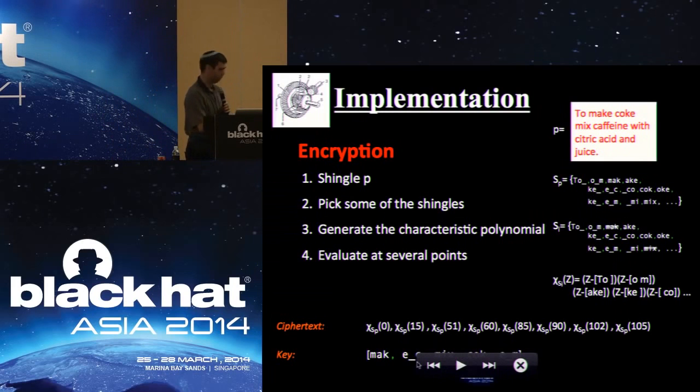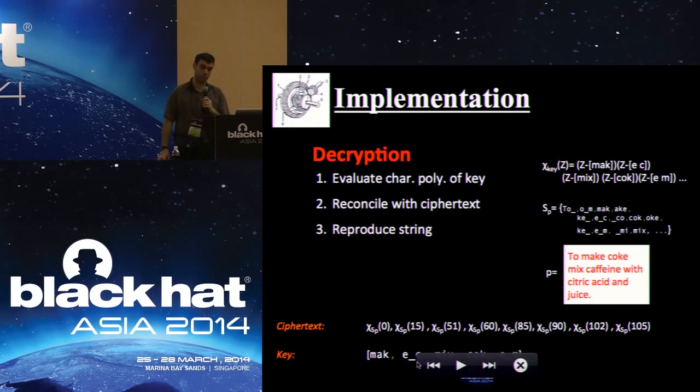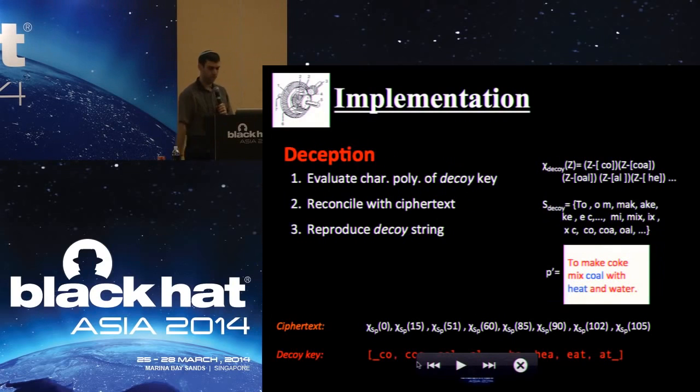My key is going to be some of the shingles. I know you can't see it because the PDF has it at the bottom there. Okay, so my ciphertext is the evaluation of polynomials. My key is the shingles. To decrypt, I will take my key and evaluate its polynomial, and it's as if I'm doing a reconciliation problem. I will reconcile those points with the values I got from the ciphertext and reproduce the string. If I want to deceive you, I will create a different key, which is different shingles. And we will reconcile it, and you'll get a different set of shingles, which will be put together into a different text.